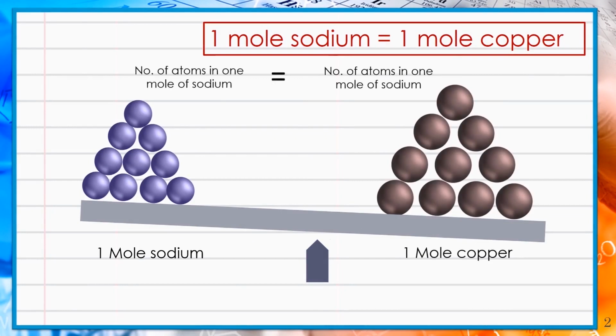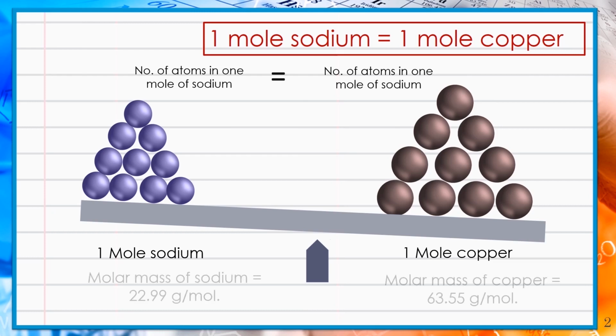Let's add another thing. The number of atoms in 1 mole of sodium is equal to the number of atoms in 1 mole of copper. Don't confuse it with the apple-orange example. We only used the orange-apple analogy to highlight the difference between the mass concept and the mole concept.